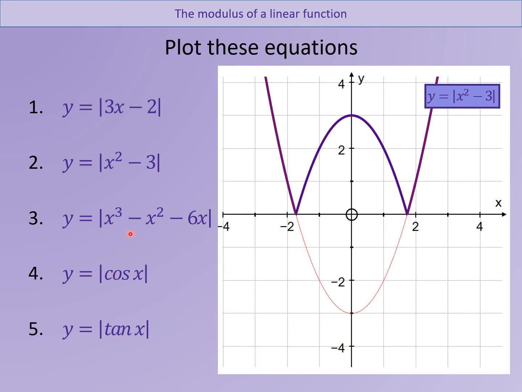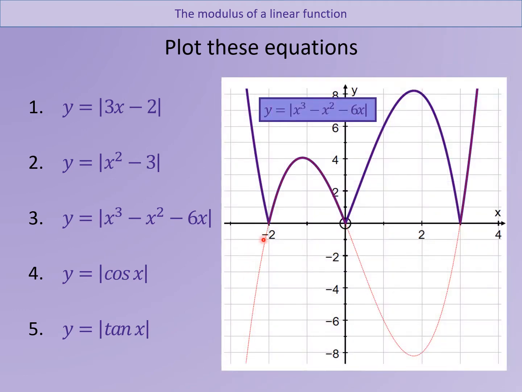What about a cubic? Okay, so think about what the cubic function looks like. Looks like this. There we go. Anything that's positive stayed the same. Anything negative, like there and here, got reflected up. So you end up with this sort of bouncing pattern like that.